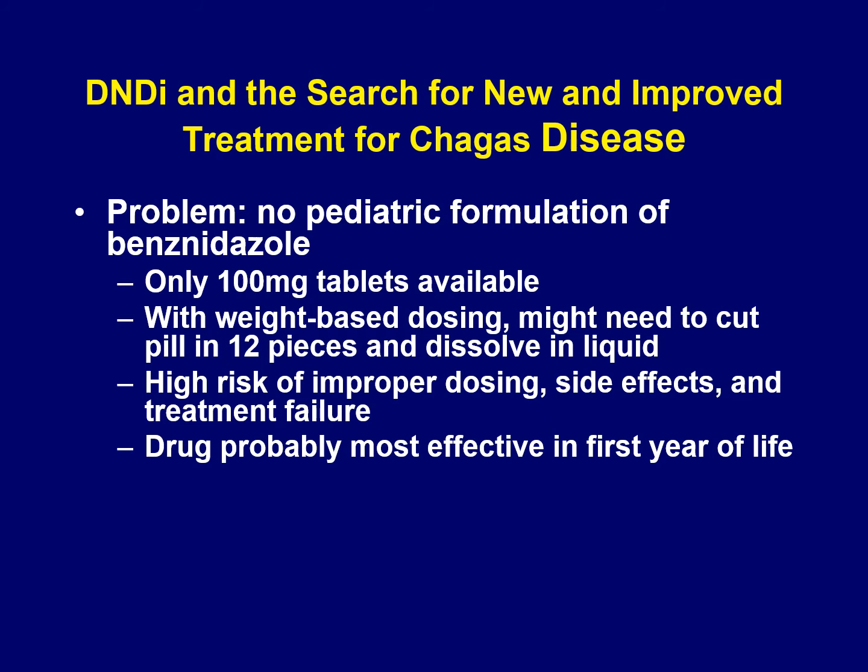Depending on the weight of the child, you may need to cut up that pill into 12 different pieces and dissolve it in liquid. And this is a problem because there's a very high risk of improper dosing, and side effects related to improper dosing and treatment failure. You give too much, you give too little. And we know that this drug is probably most effective in the first year of life, and certainly in children in general compared with adults. So by trying to cure these children of this parasite early on, we know that this should probably reduce the risk substantially of having disease later on in their life.